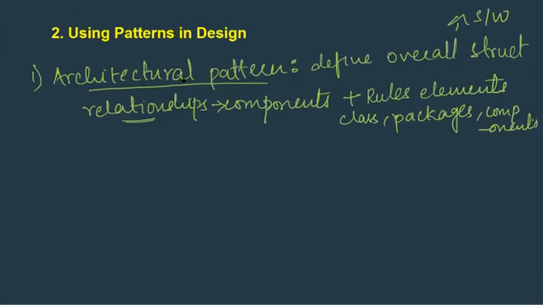So this is your architectural pattern. An architectural pattern is going to give you an overall structure of the software and the relationships between different components. Second, it is also going to tell you the different rules for the classes, packages and components that you're using within the software.